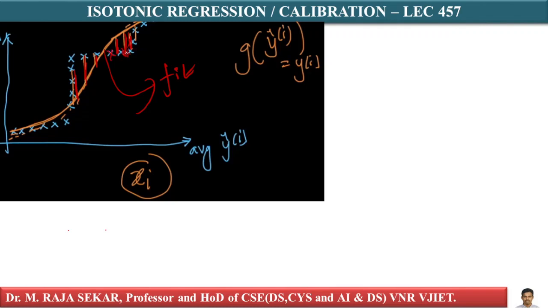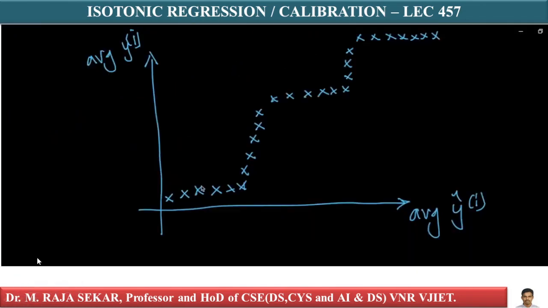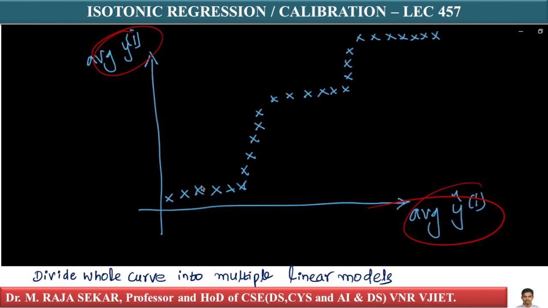But what is the solution? A very elegant solution. Let me redraw this. This is my average y cap of i, and this is my average yi, and my calibration plot looks like this. It is like a stepwise function, isn't it? This is like a step function.